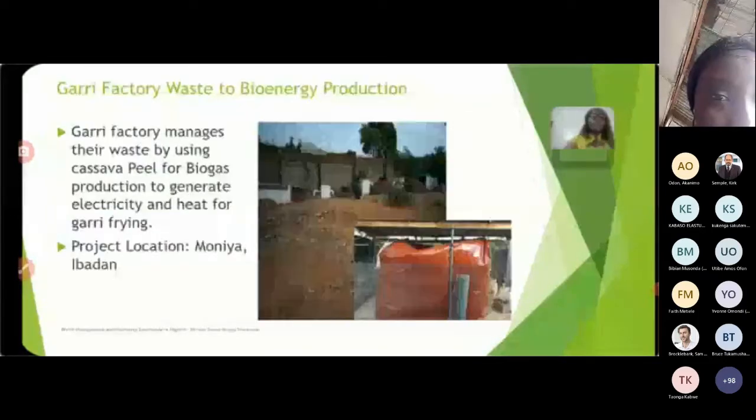This is the Gari factory. We built a biogas plant to help this factory reduce expenses on disposal of cassava peel, which is now the feedstock, which we co-digest with the pig waste from a pig farm very close to the factory for biogas production. They use it for electricity generation and also for heat for Gari frying.